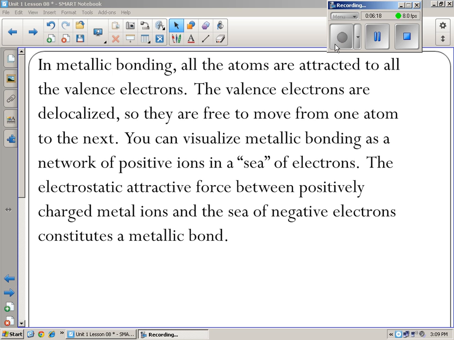We'll continue here. In metallic bonding, this is going to sound wordy. In some cases you might be like, geez, that's a lot of big words there. I don't know. It's fine. I'll draw you a diagram. Hopefully it'll make it a little simpler for you.